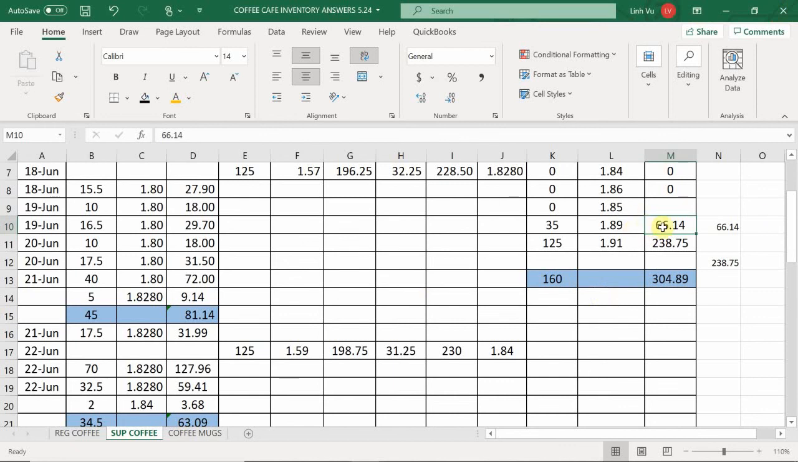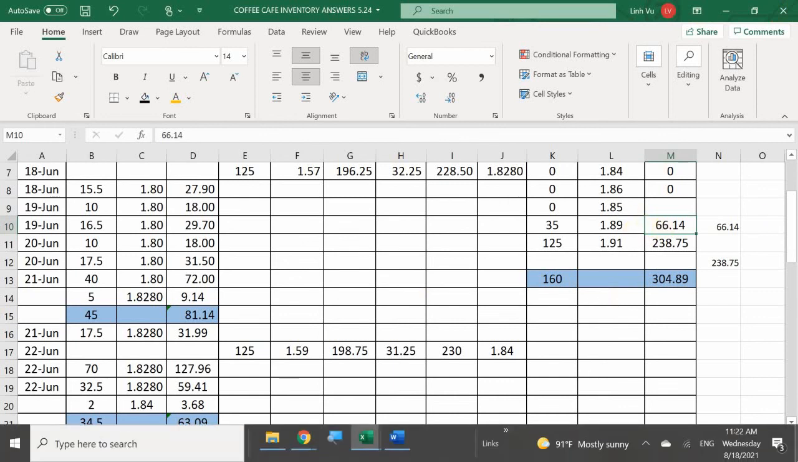Can you give me the amounts again where you got the 66.14? Because I got 66.15 when it calculated. Yeah, so in this case, this is what the original calculation is, right?